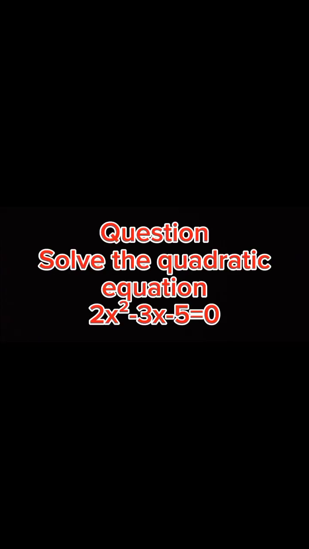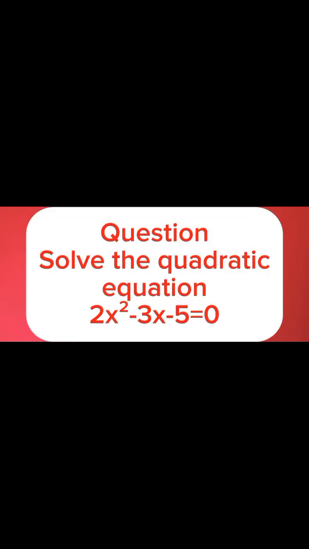Solve the quadratic equation 2x squared minus 3x minus 5 is equal to 0 using the completing the square method. Now this is very, very simple.